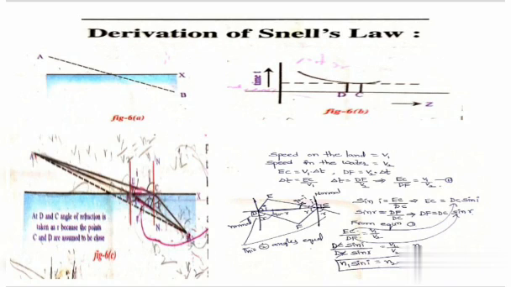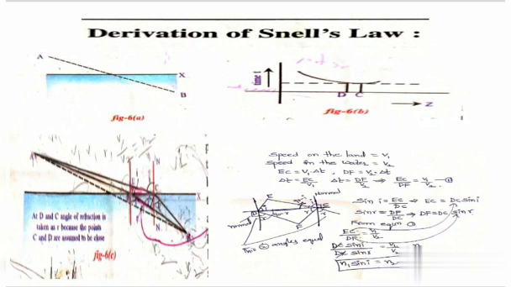So EC is equal to V1 into delta T. We can write delta T is equal to EC by V1. Also delta T is equal to DF by V2. So from these two we can write: EC by DF is equal to V1 by V2. This is equation number 1.